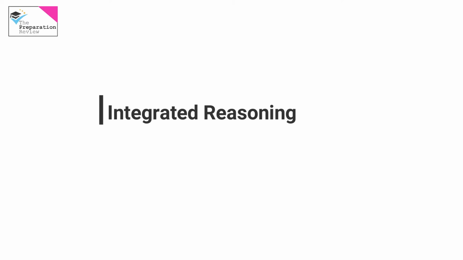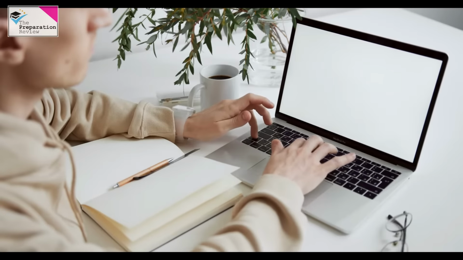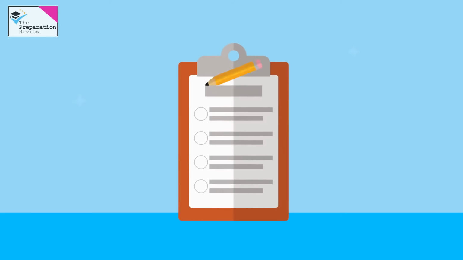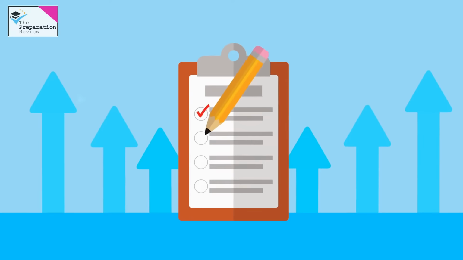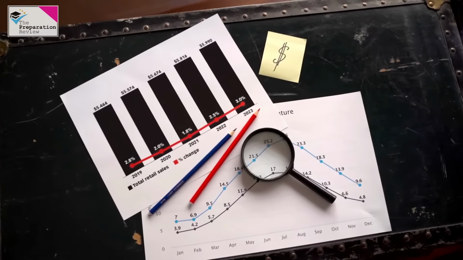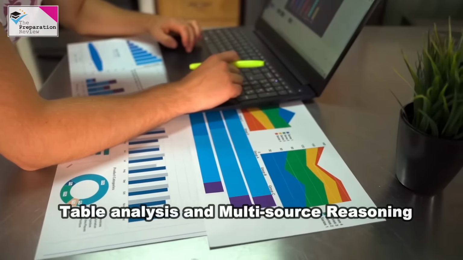Integrated Reasoning. The Integrated Reasoning section consists of 12 questions, which often consist of multiple parts themselves, in 4 different formats: graphics interpretation, 2-part analysis, table analysis, and multi-source reasoning.